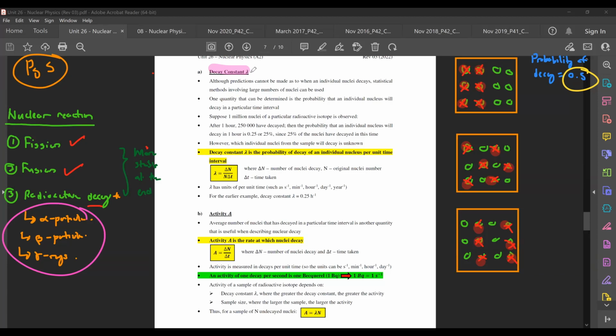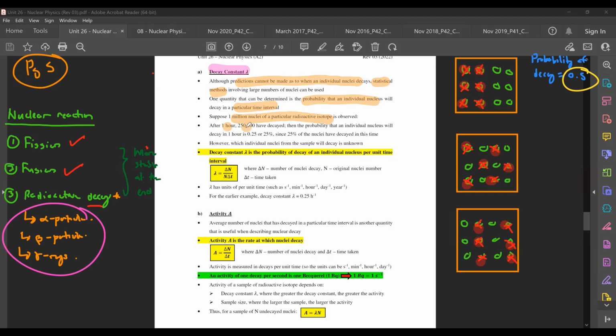Okay, so just now as I mentioned to you, predictions cannot be made as to when an individual nucleus will decay, but we can kind of guess in a large group of nuclei how many would decay, right? So we normally use statistical methods to predict the decay. One quantity that we can often use is the probability of decay of an individual nucleus over a certain time interval. So suppose 1 million nuclei of a particular radioactive isotope is observed.